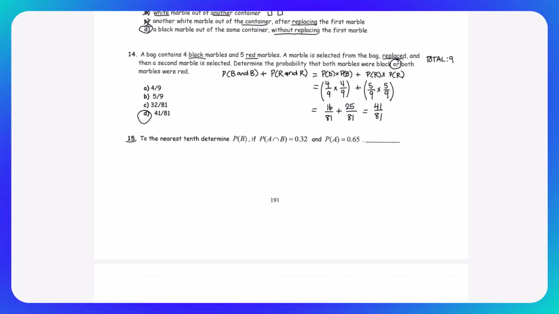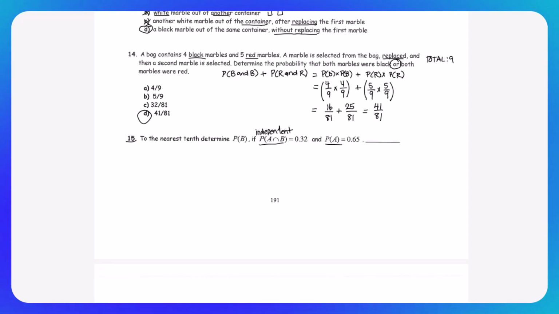Now, this last question is missing a bit of information. It's asking us, determine the probability of B if we know this and this. Now, we could say, is this a dependent or independent event? If it were a dependent event, that must mean we're missing some information and we wouldn't be able to do it. So we're going to assume that this is an independent event. That's the only possible way we can do this question.